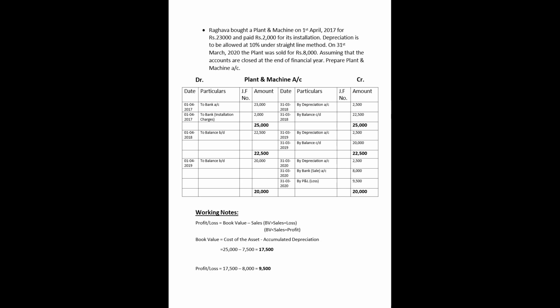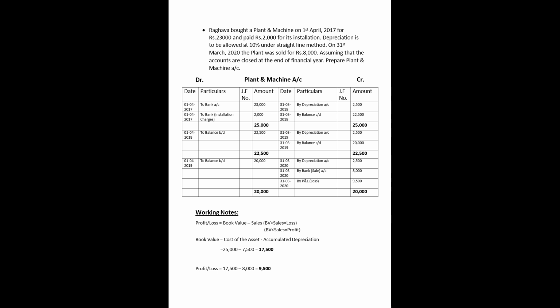Cost of the asset, since we have already mentioned 23,000 plus 2,000 installation charges, that will be cost of the asset, minus accumulated depreciation, means whatever depreciation amounts we have calculated for 3 years, those need to be mentioned here. So I have mentioned 2,500 into 3, that is 7,500. So I have mentioned here 7,500. So when we deduct both these amounts, we'll get 17,500. So 17,500 will be your book value.